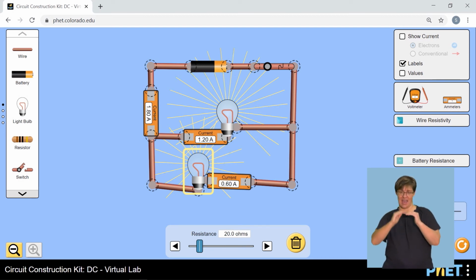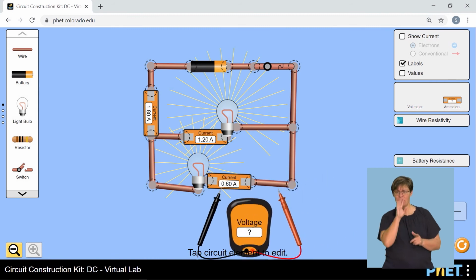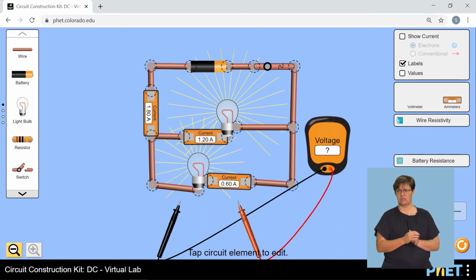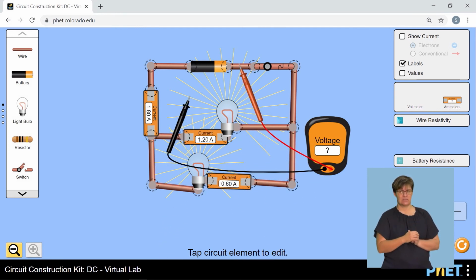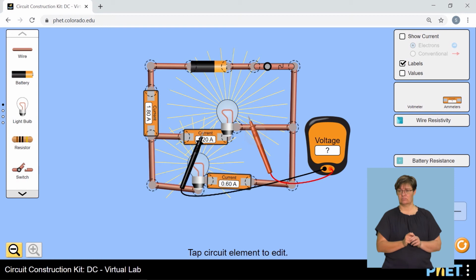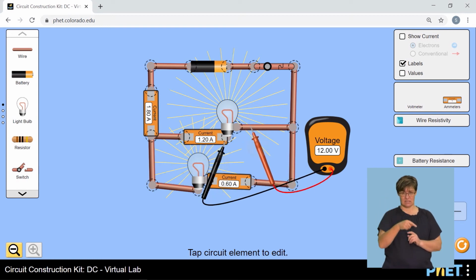But let's verify something regarding the voltage. What is the voltage across the battery? There it is, we've got 12 volts. That's the reading. If we connect the voltmeter again across the light bulb, we still get 12 volts. Does that mean something?